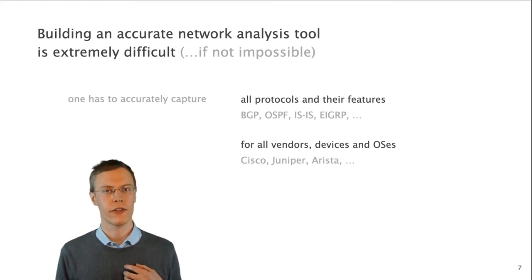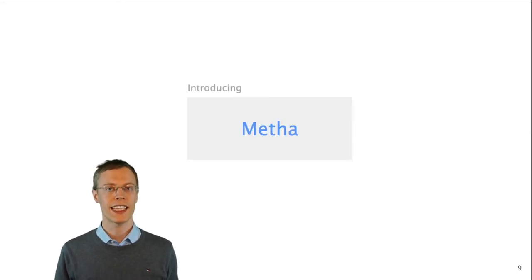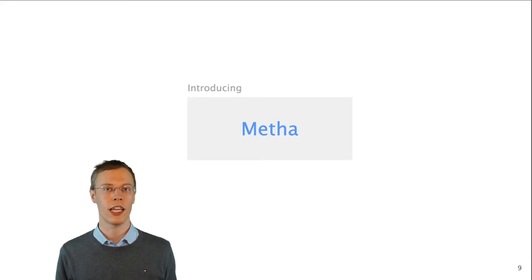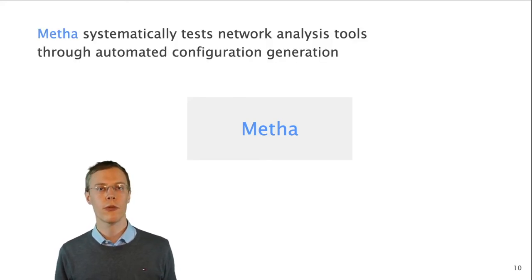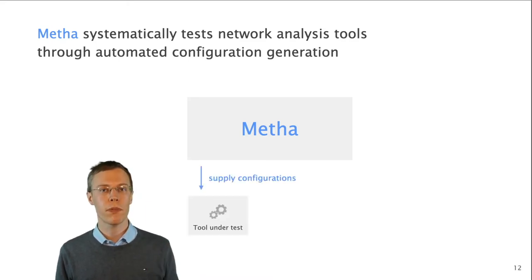And we asked ourselves, how can we help operators avoid such mistakes? How can we help them build accurate network analysis tools that capture all the special behaviors of a specific network? And this is where Metha enters the scene. Metha is a system to automatically test network analysis and verification tools, and it finds inaccuracies in their underlying network model. It does so by generating lots and lots of different configurations and supplying them to the tool that we want to test.